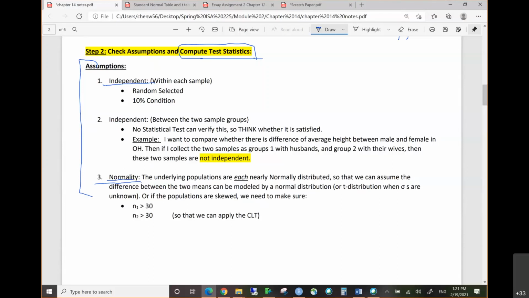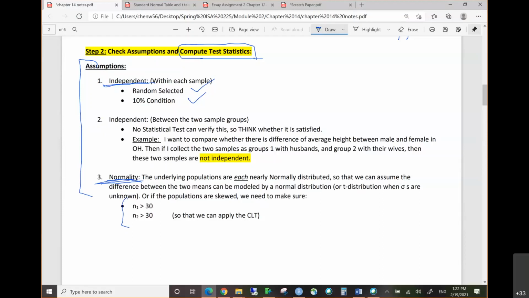To say the sampling distribution is normally distributed, right? Okay, so now we have two samples from two populations. Then we need to check the independence assumption and normality assumption for both samples, right? So that means we need to make sure both samples are randomly selected, and both sample sizes are less than 10% of the population size. For the normality assumption, we need to make sure both sample sizes are larger than 30 so that we can apply the central limit theorem, right?